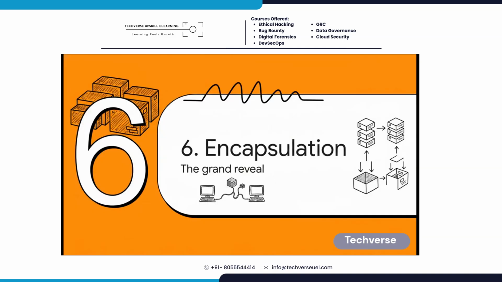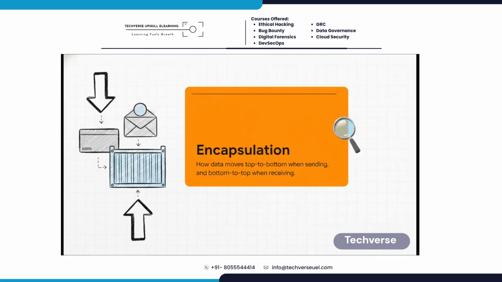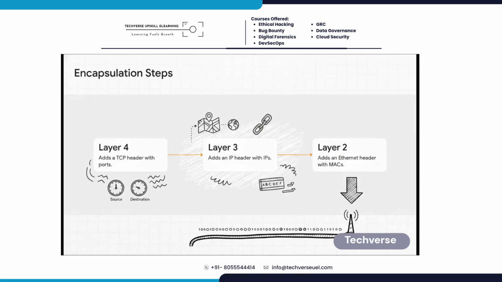And finally, Section 6, Encapsulation and Decapsulation, the grand reveal. Because this is where the real magic of the OSI model happens, encapsulation and decapsulation. This defines exactly how data is moved through the layers from top to bottom when you're sending a message, and then from bottom to top when you're receiving one. It's literally like putting a letter inside an envelope, putting that envelope inside a box, and then tossing that box into a massive shipping crate. Let's walk through the encapsulation process when you send data.